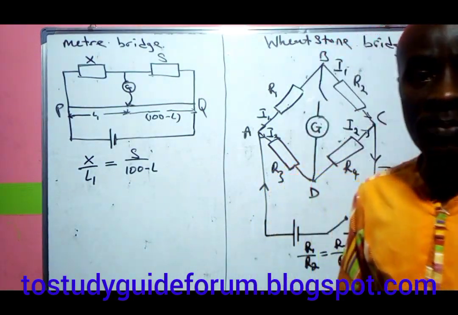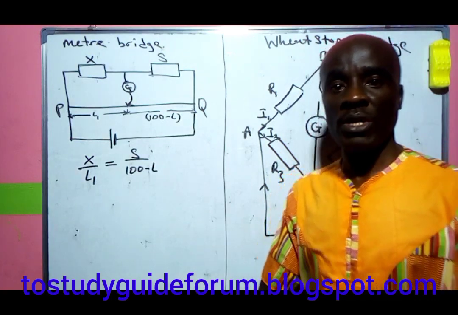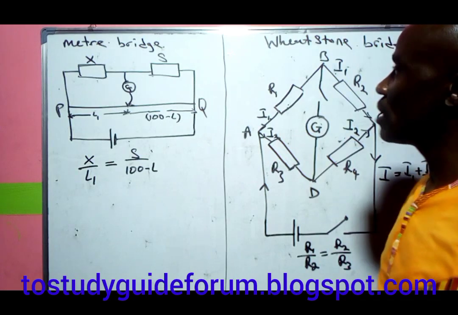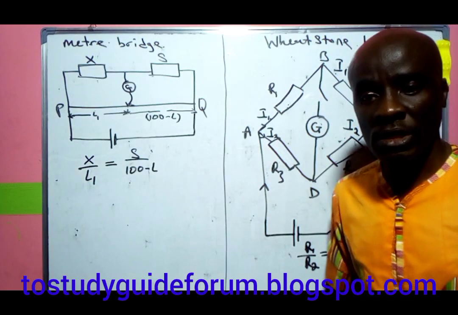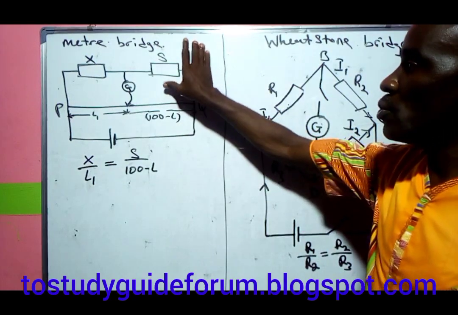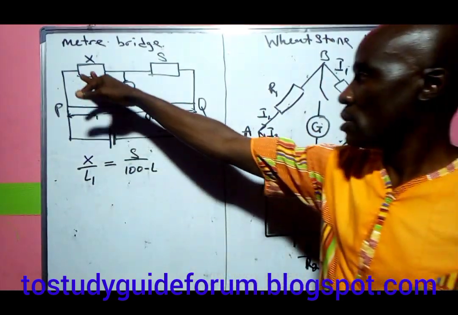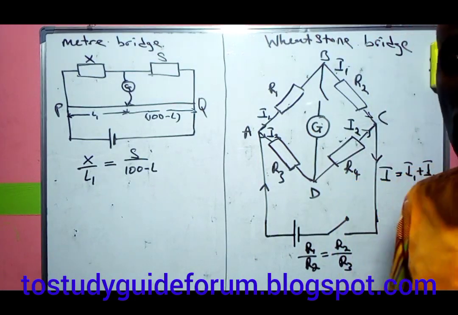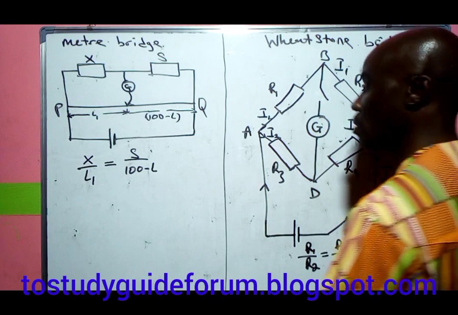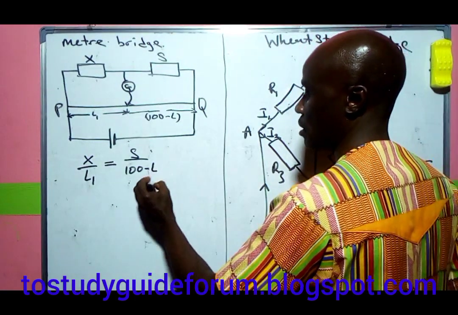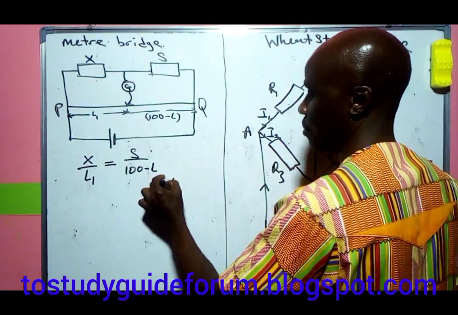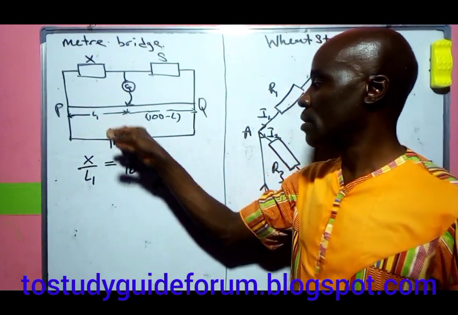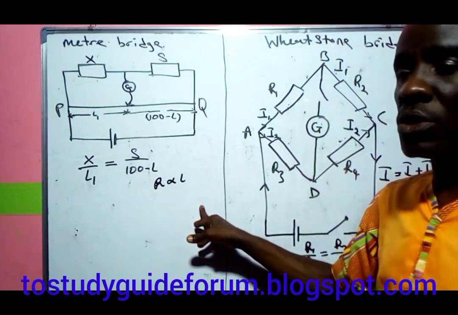Today we'll be looking at the basic principle of Metre Bridge and Wheatstone Bridge. This is a diagram of a Metre Bridge and a Wheatstone Bridge. What we do with this instrument is we use it to measure the value of an unknown resistor, because we know that resistance is directly proportional to length. So as the length increases, the resistance will also increase.